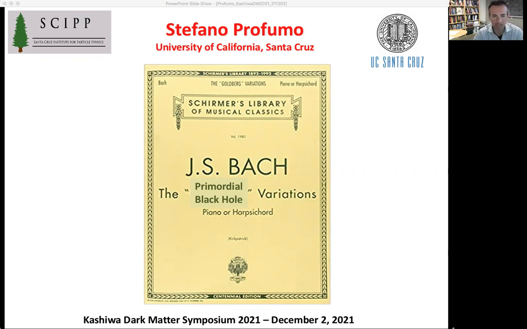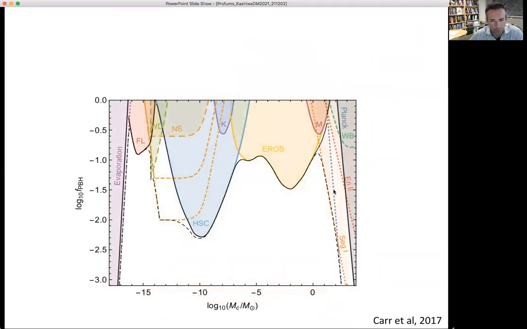I'm going to be talking about some of my recent work on primordial black holes, especially in connection with dark matter. We are all familiar with this plot that shows which fraction of the dark matter can be in the form of primordial black holes if all of the black holes are at one particular value of the mass, shown on the x-axis in units of the solar mass.